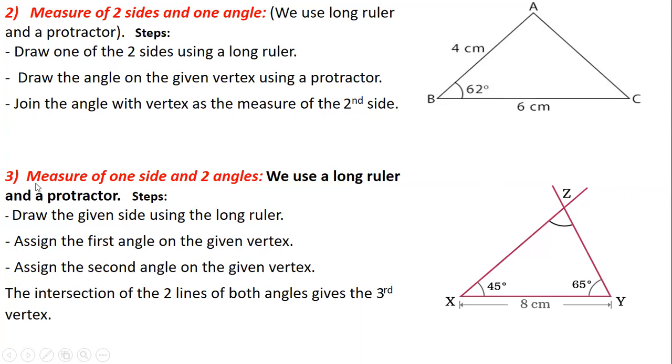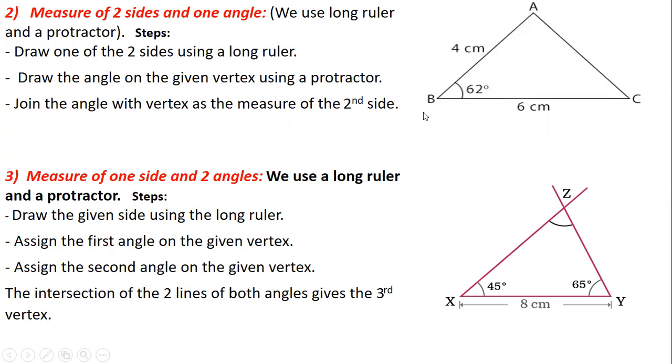Now the third one, knowing the measure of one side and two angles. So I know the measure of XY, angle X and angle Y. First, using the long ruler, I draw XY. Then, using the protractor, I assign the angle at X. Using the protractor, I assign the given angle at Y. Where the two sides of the assigned angles intersect is the third vertex. These three constructions are very important. Please practice drawing them and everything will be easier.